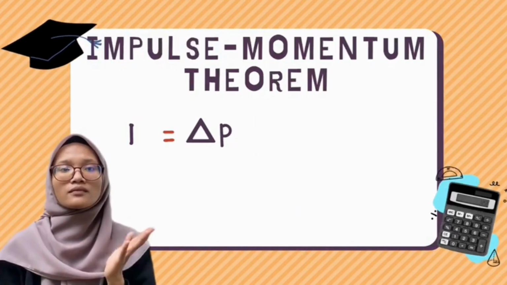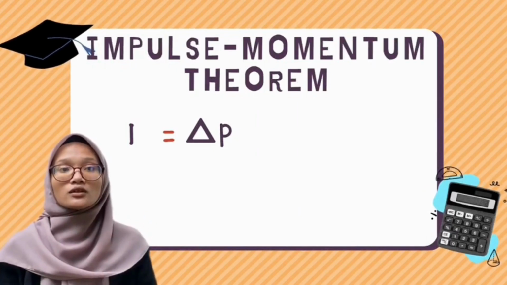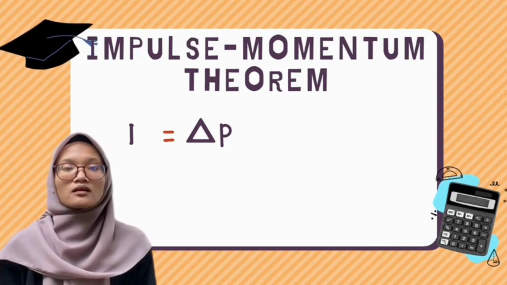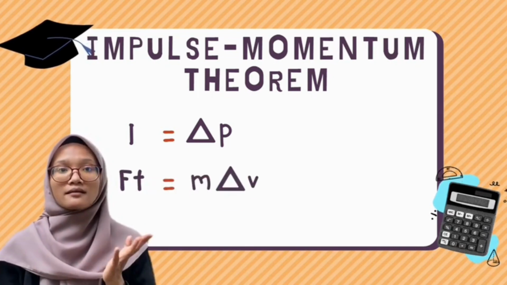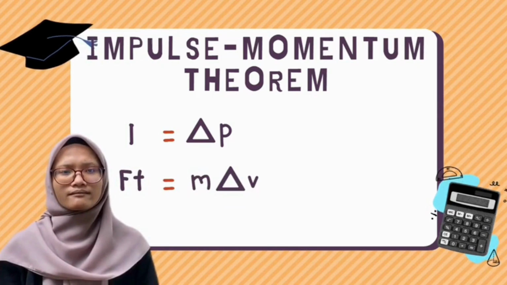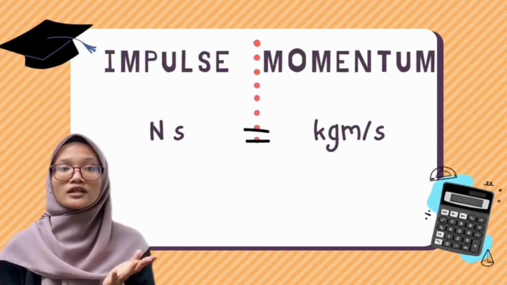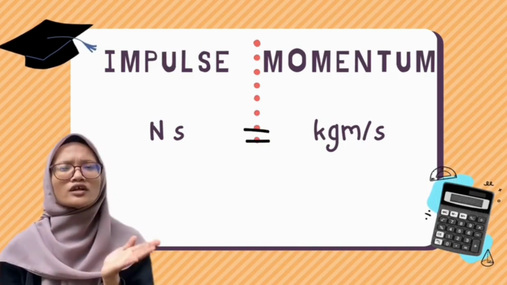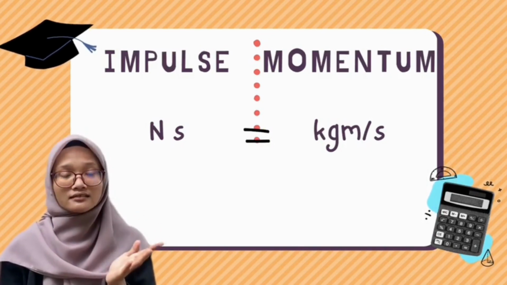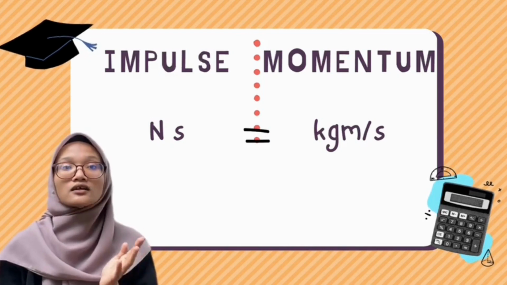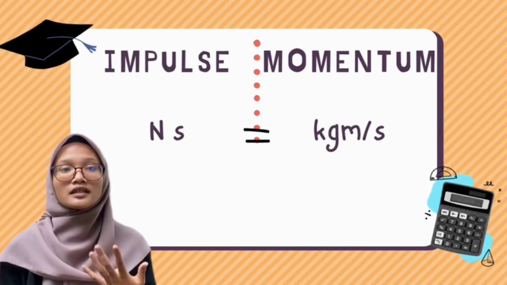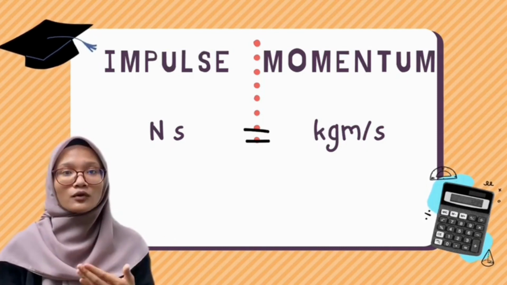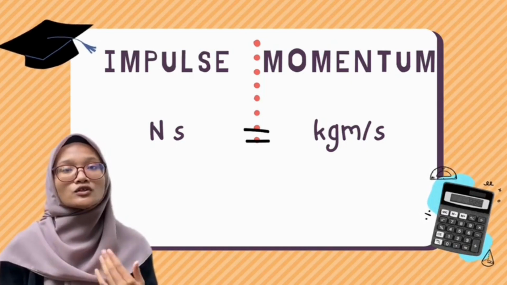But according to the impulse-momentum theorem, the impulse is equal to the change in the momentum of the object. So, a force acting on an object for a given time interval is equal to the mass times the change in the velocity of the object. Earlier, we know the unit for impulse is newtons times second and the unit for momentum is kilograms times meter per second. These units are actually equivalent, but when you see newtons times second, typically it corresponds to impulse. And if you see kilograms times meter per second, that usually corresponds to momentum. But actually, those units are equivalent.